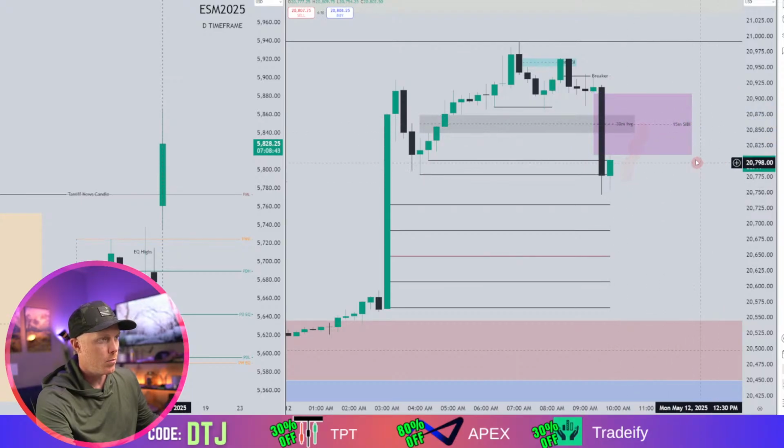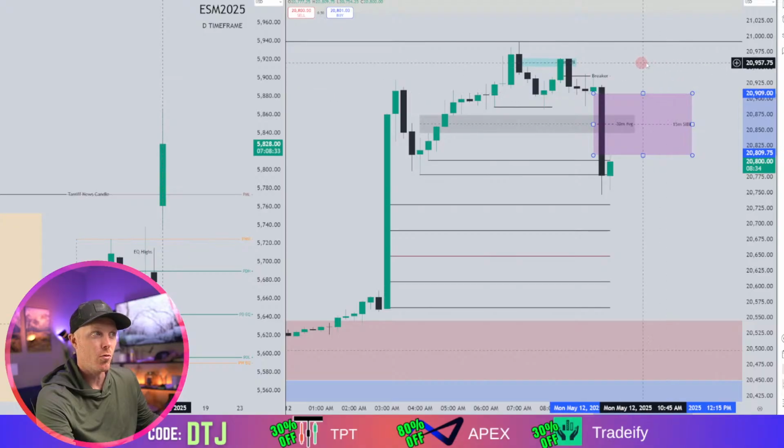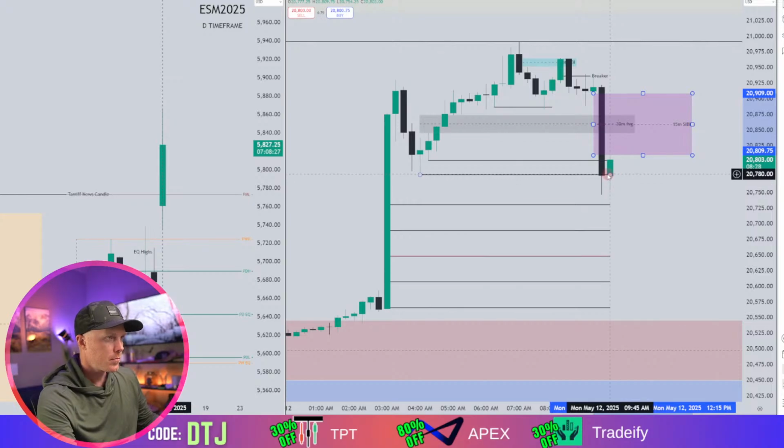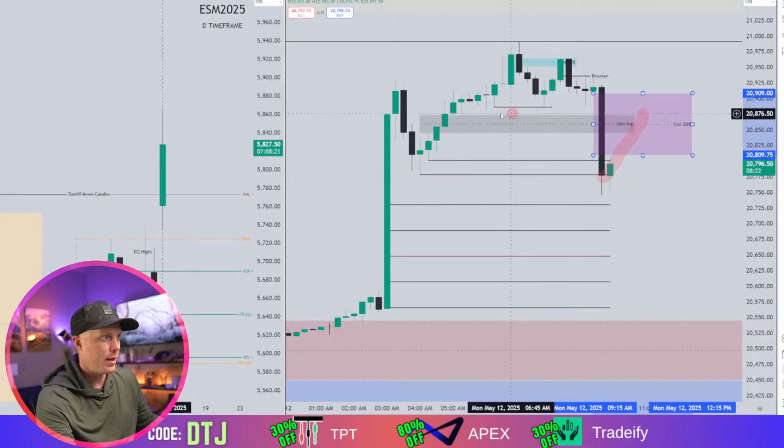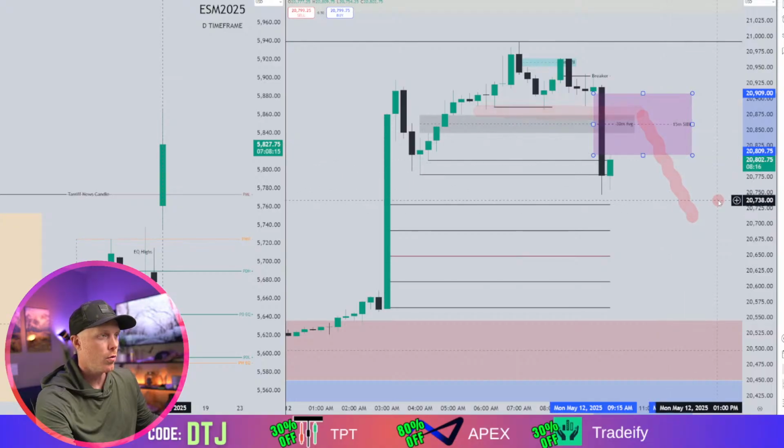Now the problem with that right here is it is 100 points. Well, you're not going to go short right here and be in drawdown by 100 points and then find out you're wrong at 150 points. So you don't want to do that. What we're looking for is a retracement to a key level, probably somewhere around here, and then we look to see if the market wants to roll over.